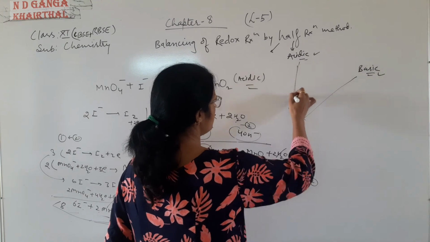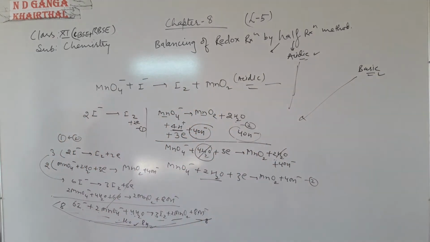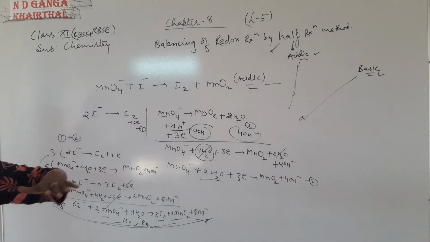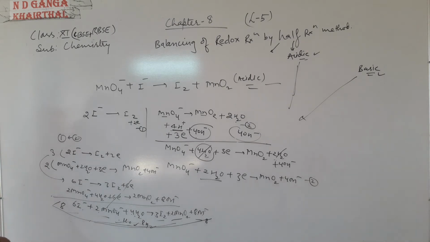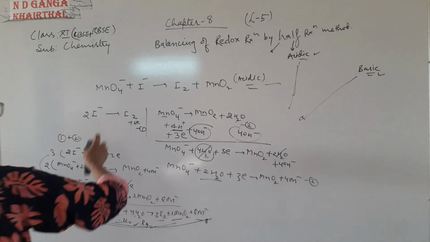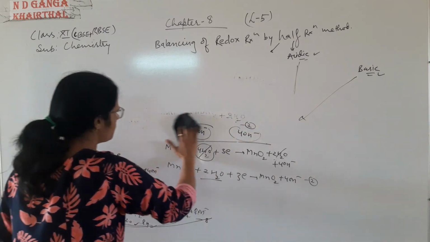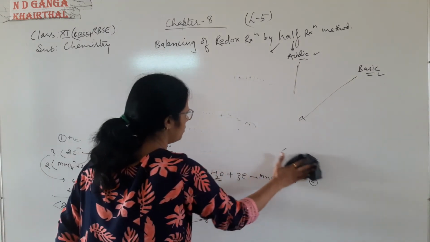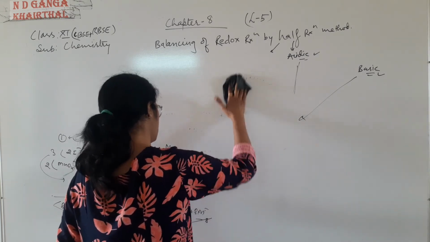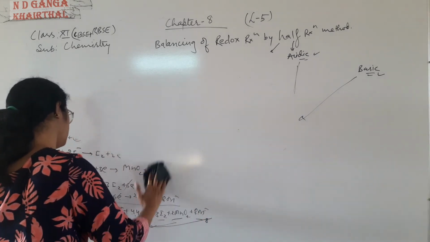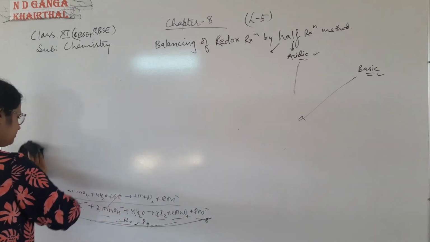So there is a difference between balancing in acidic medium and balancing in basic medium. The major difference is the addition of OH⁻ ions on both sides in basic medium, while in acidic medium we only add H⁺ ions to balance the reaction. So this is the balancing of a reaction by the half reaction method. Now we will see examples of disproportionation reactions. Although we have discussed them, it is a very important reaction, so we have to know about it. Clear?